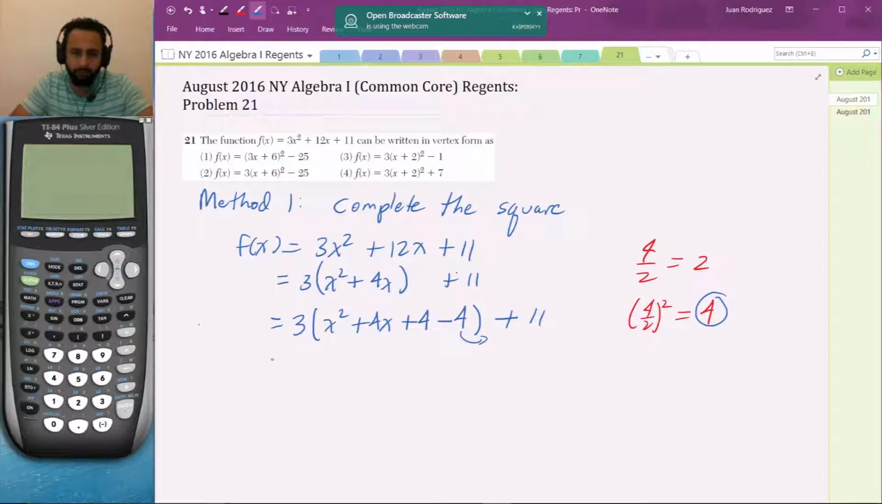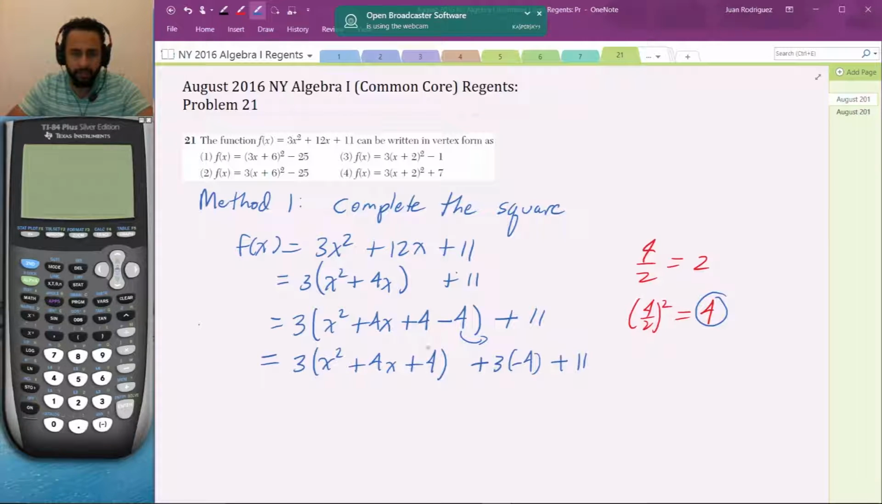Now I'm going to take this 4 out, but to take it out I got to take it out with the 3. And I'm going to keep the x squared plus 4x plus 4 inside. So equals 3 parentheses x squared plus 4x plus 4, and then minus 3, plus 3 times negative 4 plus 11.